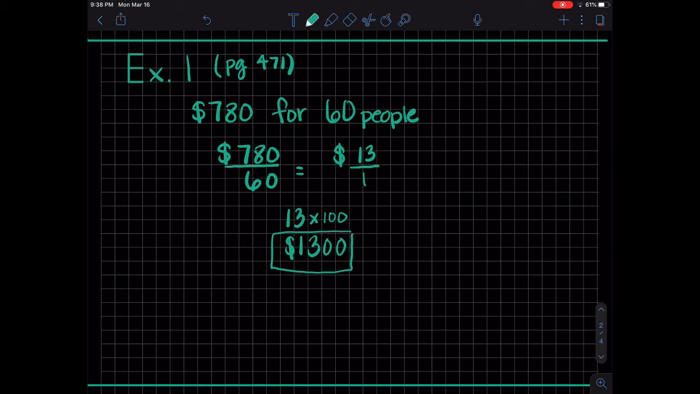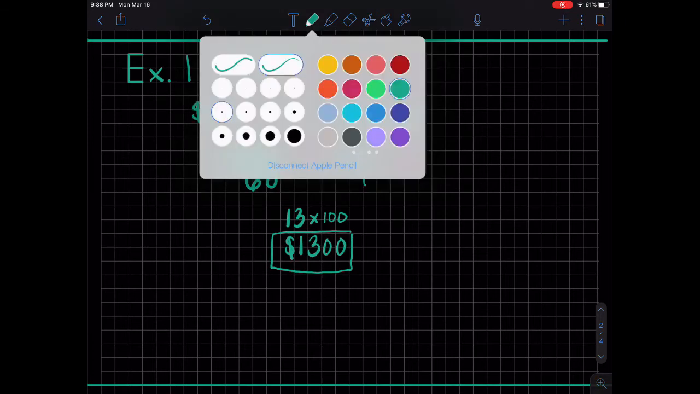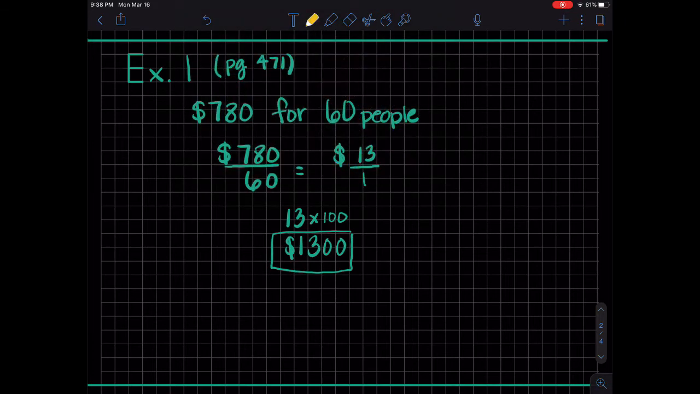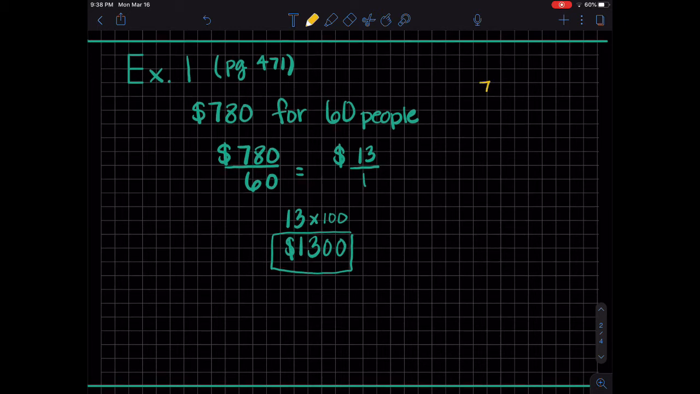Now, this should seem very familiar to us. We've done something very similar before, and we can do it using ratios or proportions. We can say 780 over 60 is some cost, which we're going to label as x, over 100. 60 goes with 100 because that's the number of guests, and 780 goes with x because it's the money. So we would cross multiply.